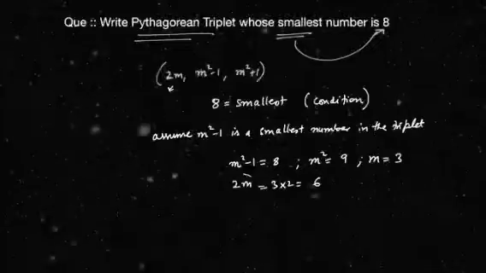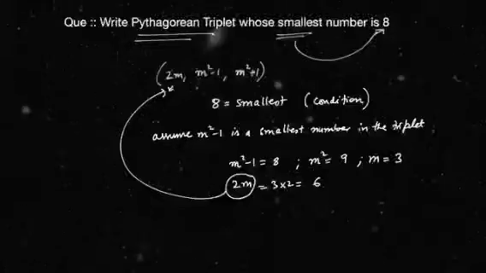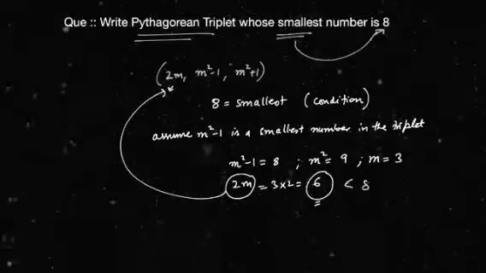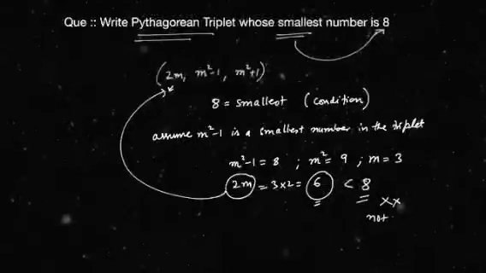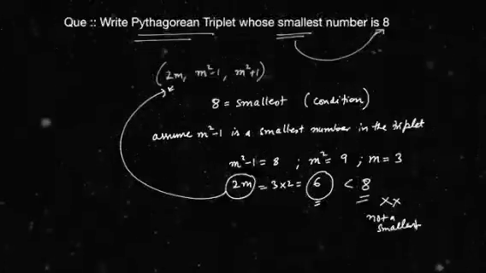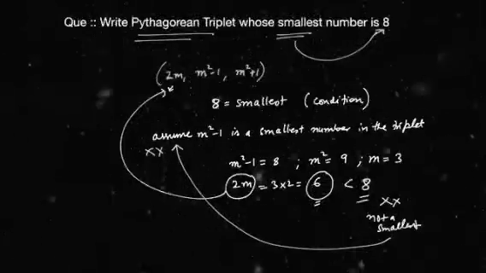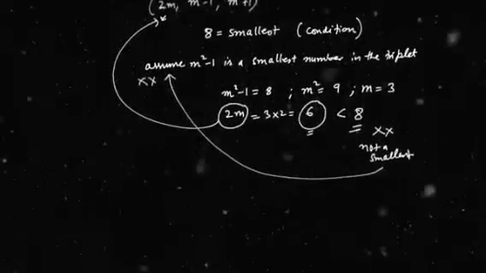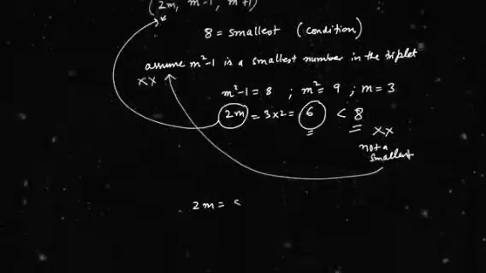Now students, please check what 2m is here. 2m is one of the members of the Pythagorean triplet, but its value is coming 6, which is less than 8. It means that 8 is not the smallest number in this Pythagorean triplet. That's why we can easily say that whatever assumption we made is wrong. So now we will move to the next smallest number. As I told you already, now we will take 2m as our smallest number in the triplet.